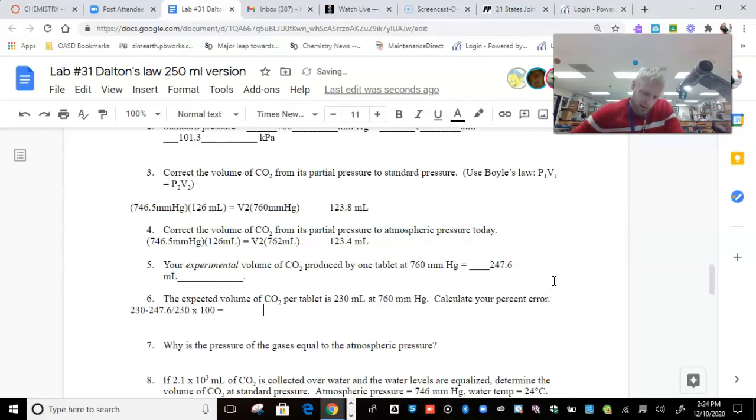All right, so type that in: 230 minus 247.6, divided by 230, times 100, and it's an absolute value, so we don't have a negative. 7.6.